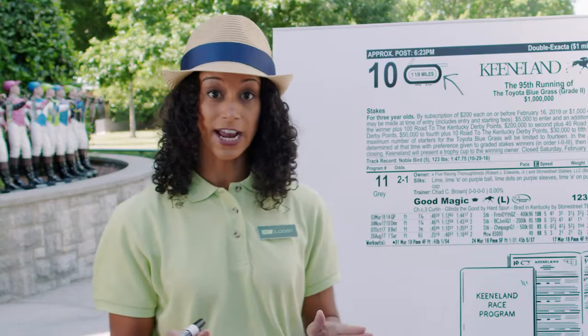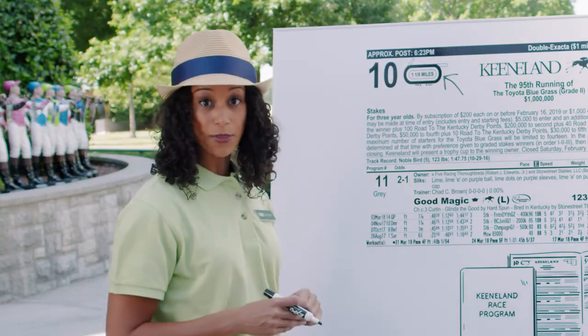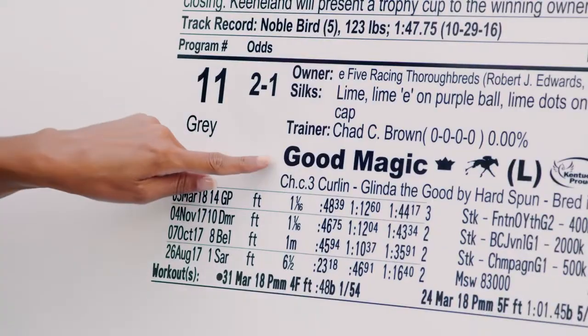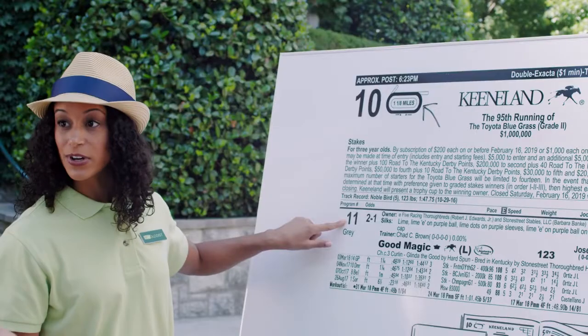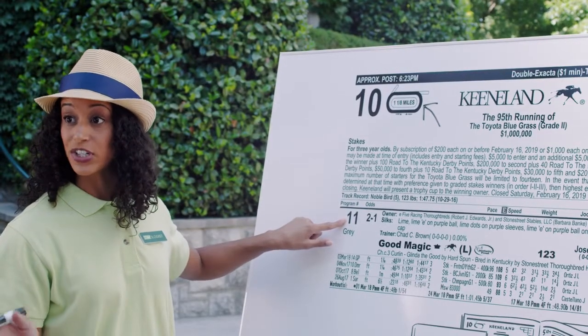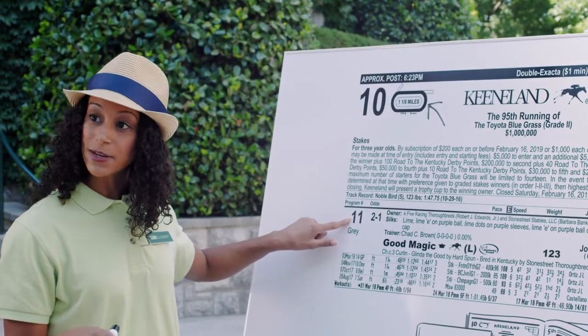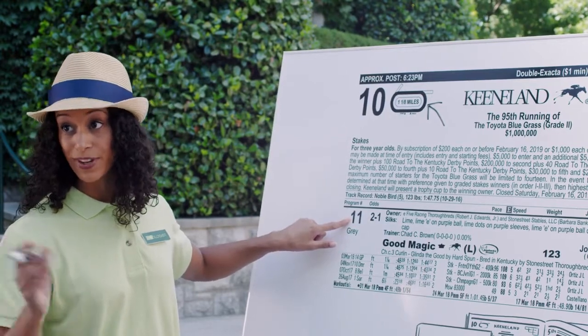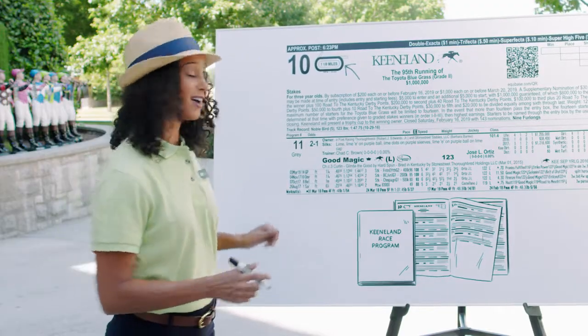Start with the upper left-hand corner. These are the details about the horse. You'll see the horse's name and number. The number is the same as the horse will wear on its saddle cloth and is there to make placing bets quicker and easier for you. Next, you'll see the morning line odds.